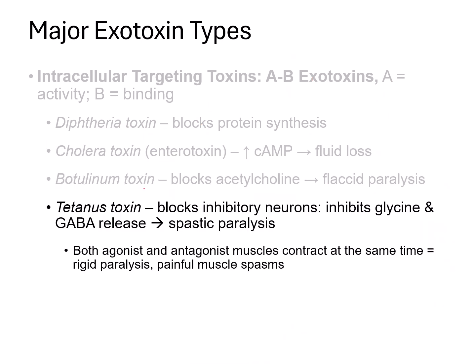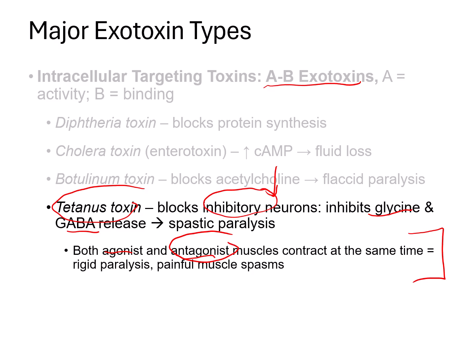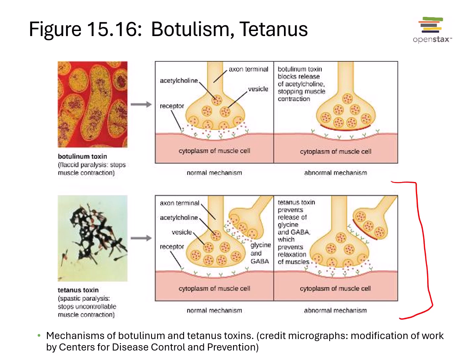In tetanus toxin, this is also inside the group of AB exotoxins, these toxins are going to block inhibitory neurons. So usually when muscles are contracting, the agonist contracts and the antagonist muscle has to relax. And they relax because inhibitory neurons will release glycine and GABA to prevent the contraction of the antagonist muscle. But tetanus toxin will block this inhibition, allowing both muscles to contract at the same time, and that leads to spastic paralysis. So down here is what we see with tetanus toxin.